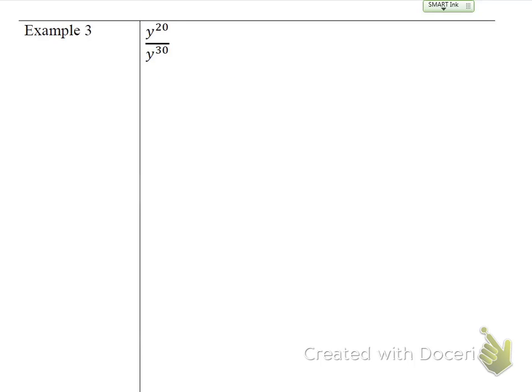Okay, so example 3, we have y to the 20th over y to the power of 30. I'm still going to be subtracting my exponents, but where are my answers going to end up? On the bottom, because 30 is a larger exponent. So this is actually going to be, in the denominator, y to the what? Positive 10, because we're just doing that at the beginning. If there's nothing in the numerator, what do I have to put? A 1. So because y to the 30th is larger, your answer ends up in the denominator. So you just put a 1 in the numerator.